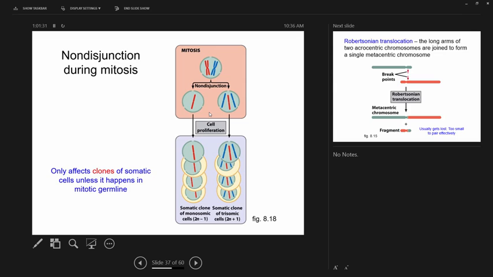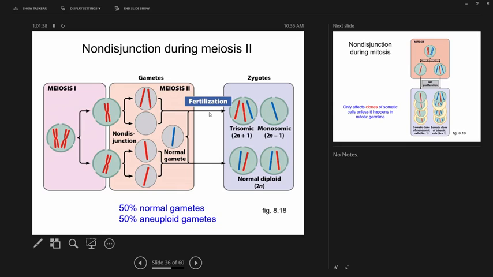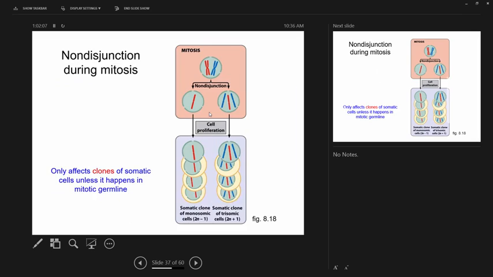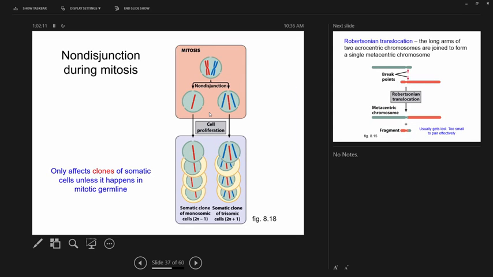The difference between non-disjunction during mitosis and meiosis is that if you have non-disjunction during meiosis, each of these gametes, once fertilized, is going to give rise to a new organism, every cell of which will have this problem. Every cell here is going to be trisomic, right? This is a germline mutation. It's passed on to the offspring. Here, only the cells that this happened to are going to become aneuploid.